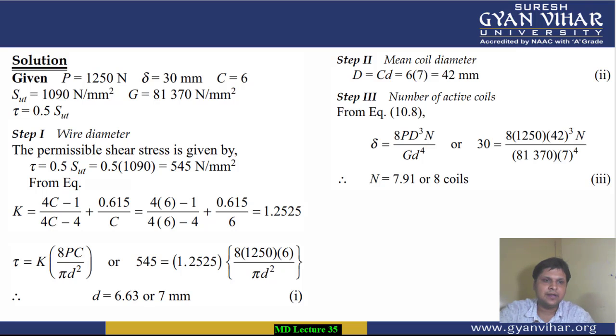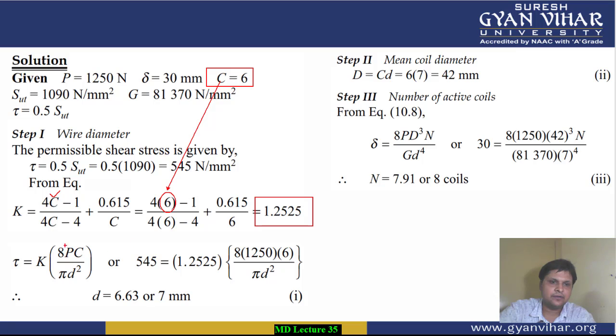So this Wahl factor we will calculate, but for that we need the value of spring index, and the spring index value is also given to us in the numerical. C is equal to 6. This is the value of spring index. Directly using this value in this Wahl factor equation, what will we get? We will get the value of Wahl factor as 1.2525.